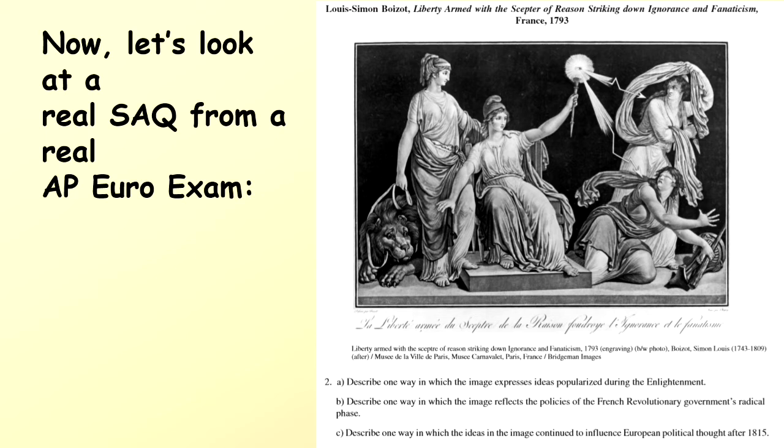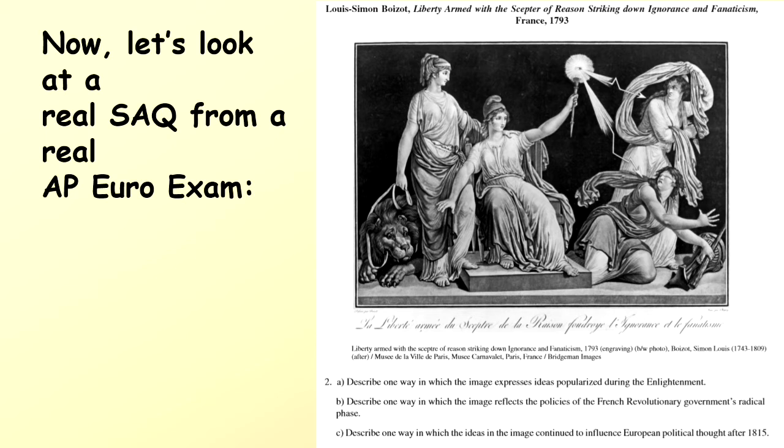So question number 2 has 3 parts to it, and notice they all start the exact same way. Describe one way in which. So part A says, describe one way in which the image expresses ideas popularized during the Enlightenment. Part B says, describe one way in which the image reflects the policies of the French Revolutionary government's radical phase. All the parts of that prompt are important.